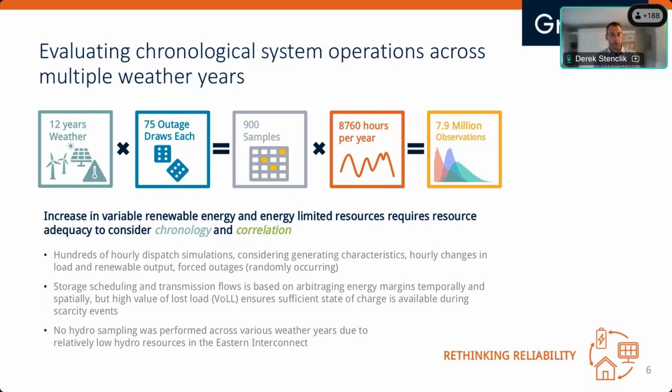We want to make sure the wind, the load, and the solar are all correlated in the weather patterns, but also correlated across the regions. We want to make sure we're picking up on the large weather events that can cross over the entire Eastern Interconnection.